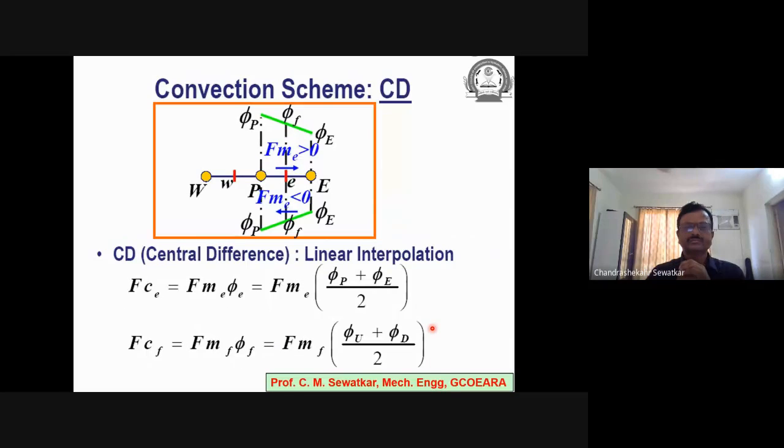The same thing I can do for the central difference scheme. The central difference scheme is simple. It's an interpolation scheme. We take the average of the two, that is upstream and downstream. So even if the direction changes, the upstream and downstream will be exchanged, but the average of the two is always required to be taken. So we need not bother about the implementation of a central difference scheme. It's straightforward. FCE is equal to FME into phi, that is equal to FME into phi P plus phi E divided by 2. Even if the flow is positive or negative, it is always going to be phi E plus phi P divided by 2. That is phi u plus phi d divided by 2.